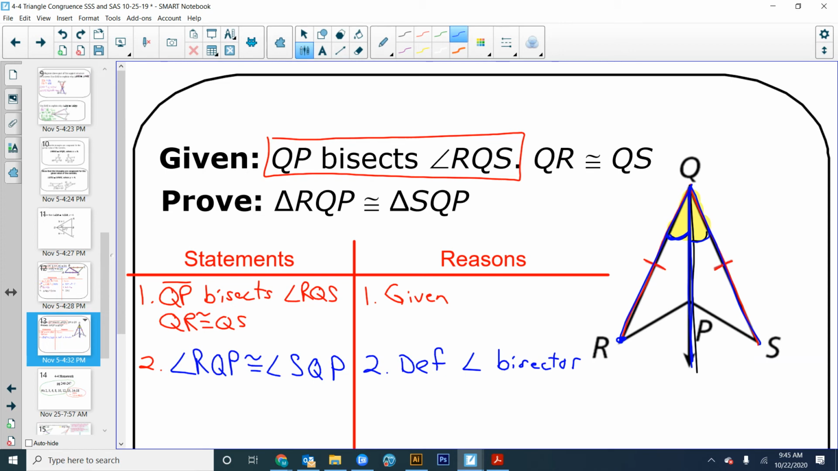What happens if you bisect an angle? You have 2 equal angles. Can you bisect a side? Ready? Here's a side, a segment. Can you bisect a side? Yeah, you get 2 congruent segments, sides, right?